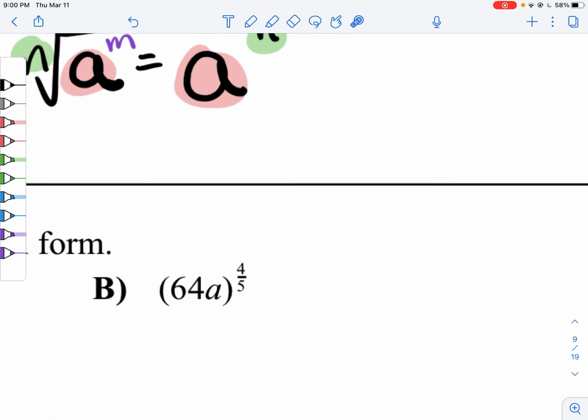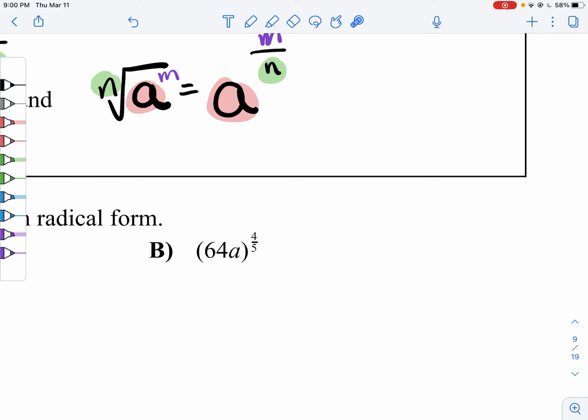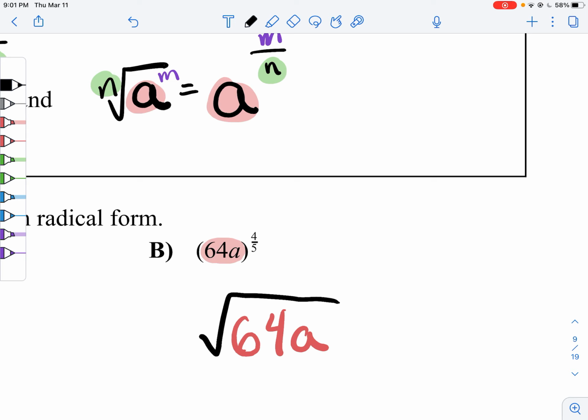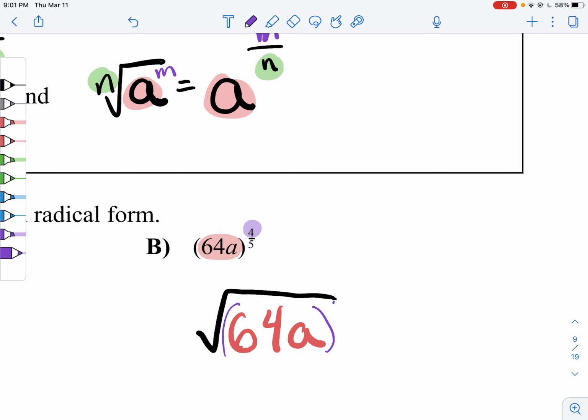Let's do another one. See if you can follow the same pattern and set it up. We've got parentheses, so this is our whole base of our power. That means the whole expression, 64a, is going to go underneath the radical. And since we've got a 4 as a numerator, you can put it outside, or you can say this whole expression to the 4th, that's fine as well. Because 5th is the denominator of our exponent, our index is 5. Ta-da!